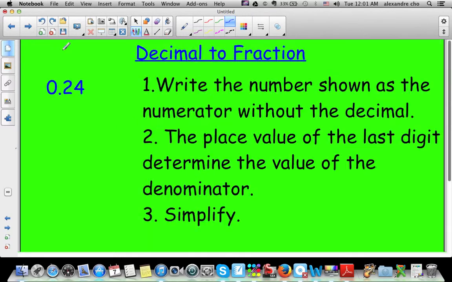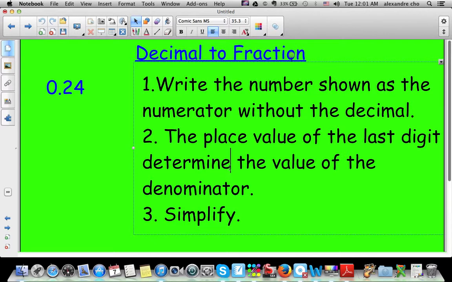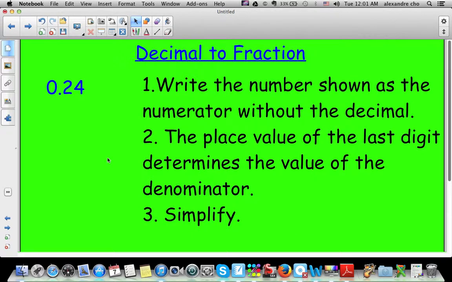Next, decimal to fraction. Write the number shown as a numerator without the decimal. The place value of the last digit determines the value of the denominator. And 3, simplify. So here we have an example. Actually, copy, come down. Alright, done copying. So it says, step 1, write.